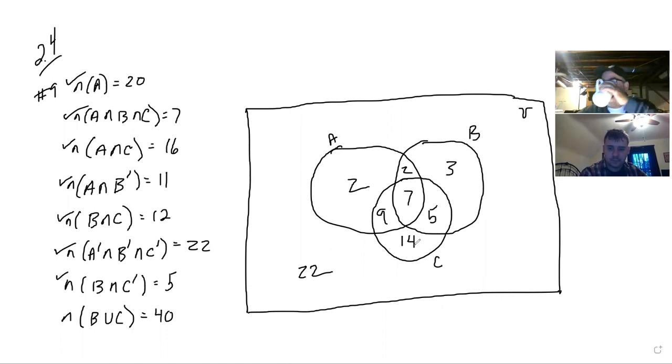Now, I'll go ahead and quickly punch in the numbers just to verify. 7, 9, and 5, 14, and 22. And that is it. So that's all we had to do. Any questions on that one?